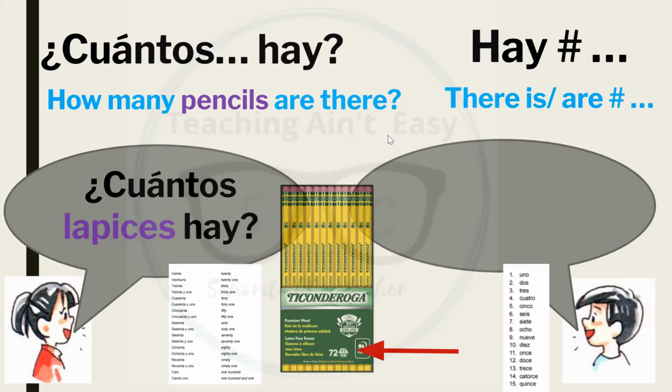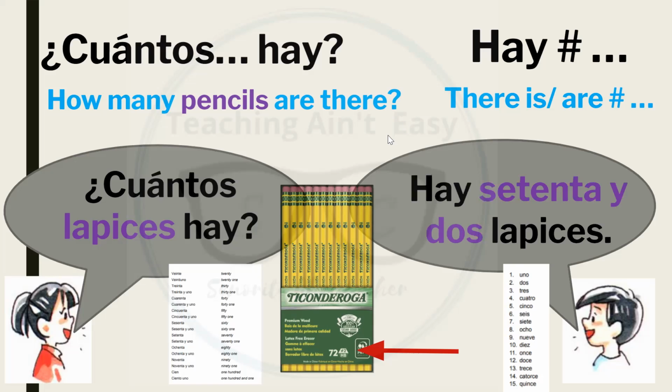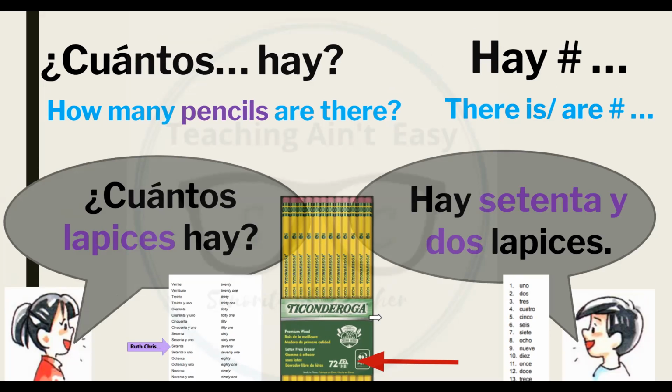We have hay 72 lápices, which translates to there are 72 pencils. And if you're wondering how I was able to determine the number 72 in Spanish, I just broke 72 into two numbers. I broke it into 70 and 2. First, I found the word for 70 in Spanish, which is setenta. And then I added y, the number 2, which is dos. So putting those two numbers together, we have setenta y dos. And 70 plus 2 is 72. So there are 72 pencils.